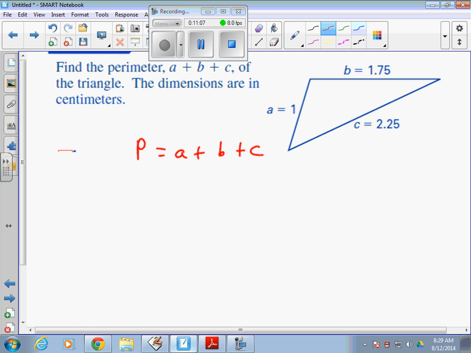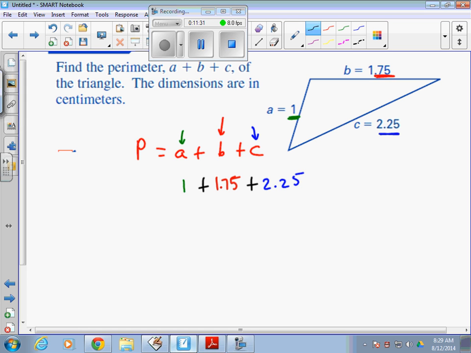All we're doing is plugging in or substituting in the values. In place of A, we're substituting in 1. Plus, let's fill those in. In place of B, we're substituting in or we're plugging in 1.75. You'll hear me say the word or the phrase plugging in in place of substituting all the time. Don't freak out if you hear me say that. And in place of C, 2.25.